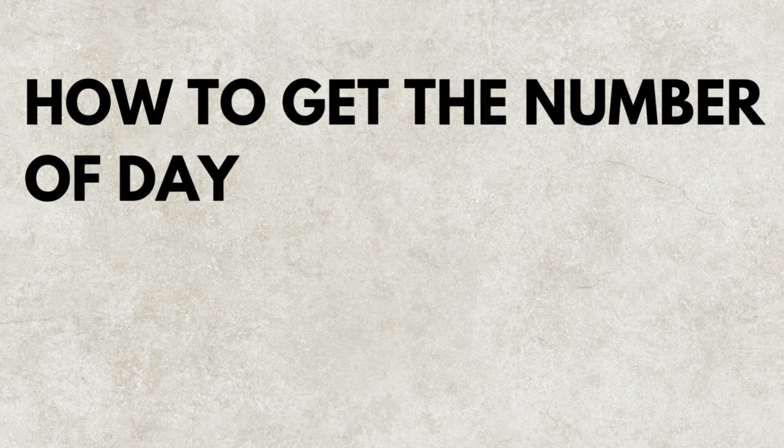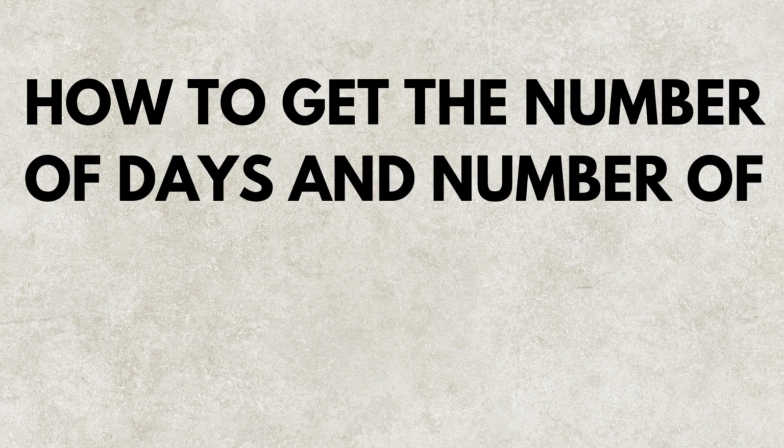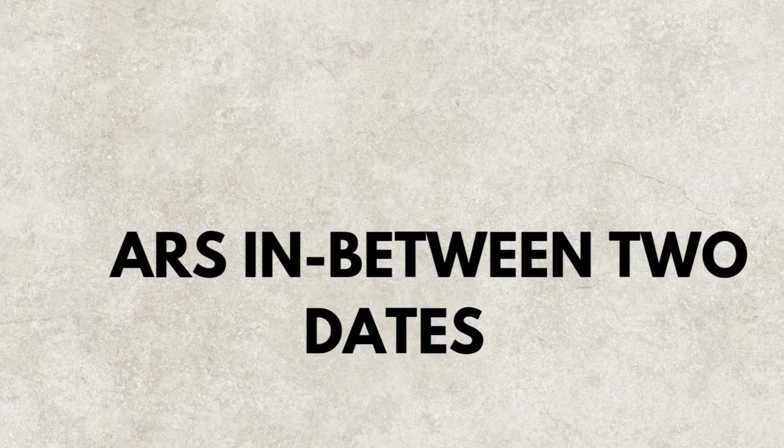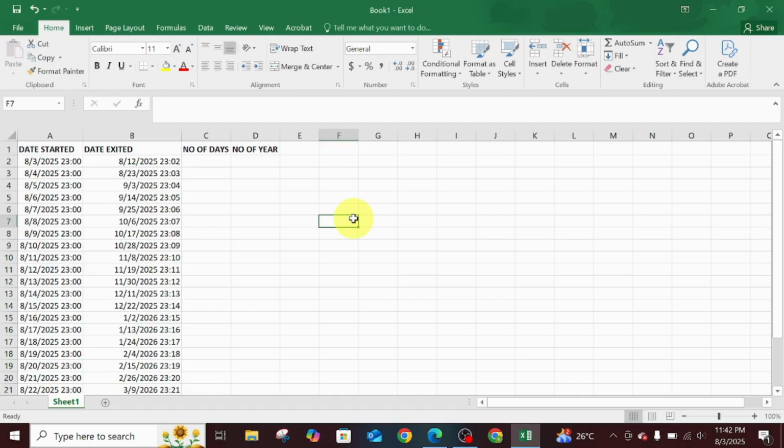Today we'll be talking about how to get the number of days and the number of years in between two dates, whether they include time or not. The first thing I want to establish here is the shortcut to get the current date in Microsoft Excel. The shortcut is just to press Ctrl and the semicolon.